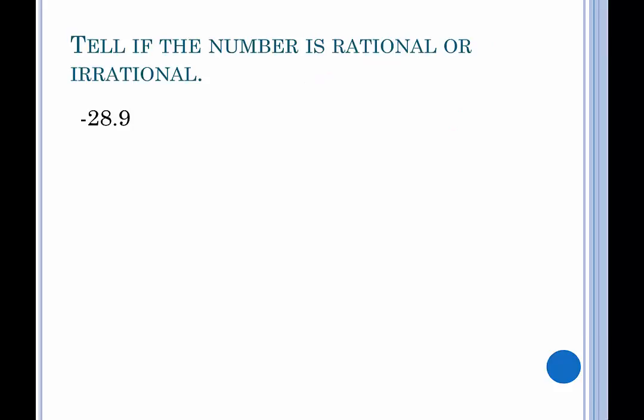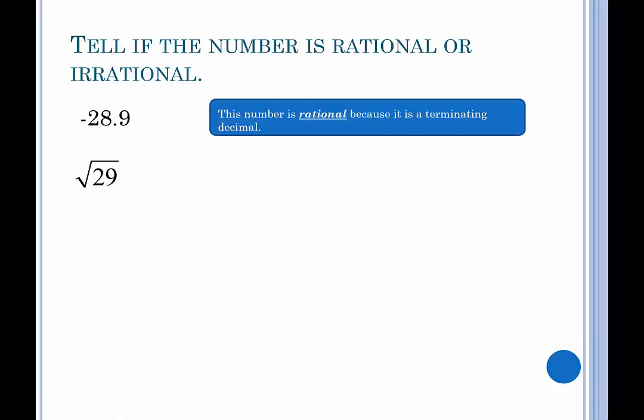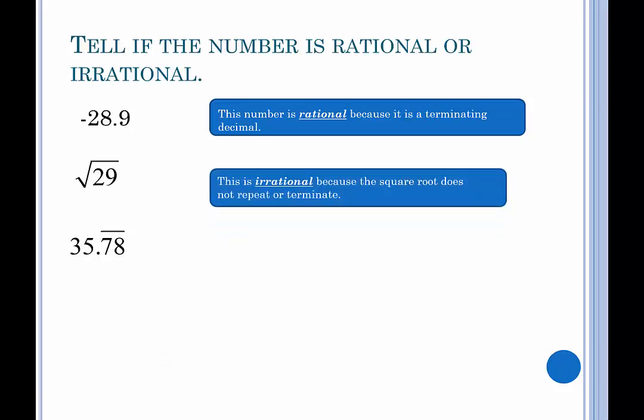And our next example, we're asked whether it is rational or irrational. The first one, -28/9, that is a decimal, and it does end, so that would be rational. Our next number is the square root of 29. The square root of 29 is not a perfect square, so we can't completely remove the square root, so that is going to be an irrational number. Then 35.78 with the line over it, meaning that those digits repeat. Repeating decimals are fine. Those are still rational. It's just when it goes on forever and doesn't repeat that it becomes irrational. So repeating decimals are rational.